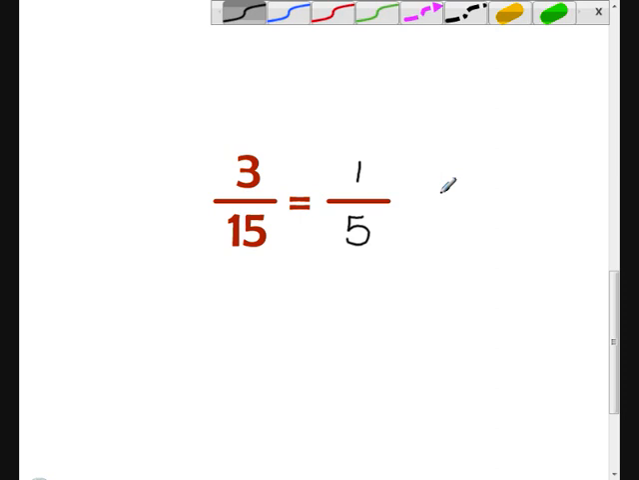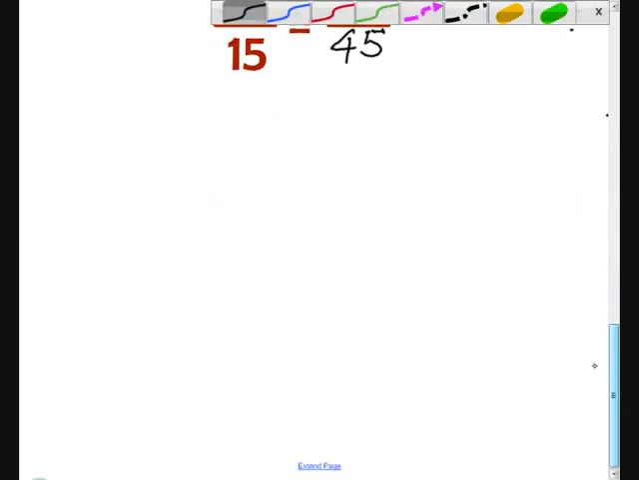But there are other ways I could go. For example, if I wanted to make this fraction bigger, I could say 3 multiplied by 3, which is 9. And 15 multiplied by 3, which would be 45. And so 9/45 would also be an equivalent fraction. So those are two different ways I could have changed this fraction into an equivalent fraction. Now let's just try one more.